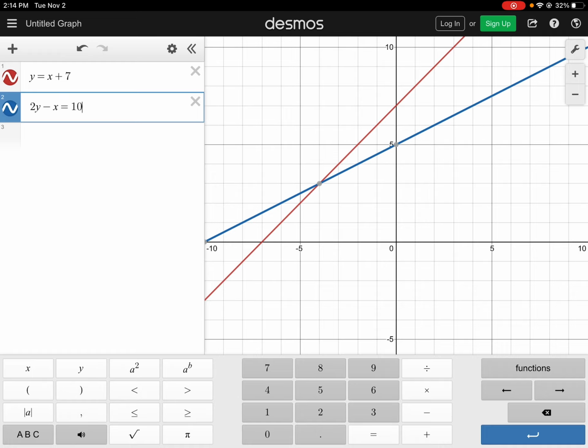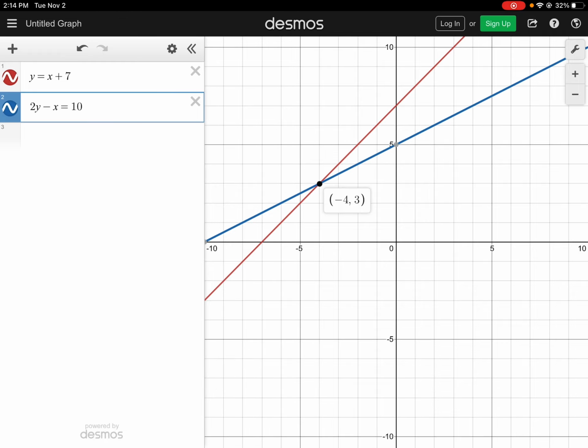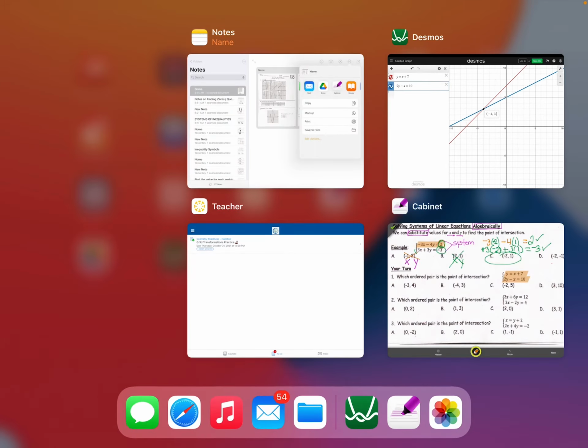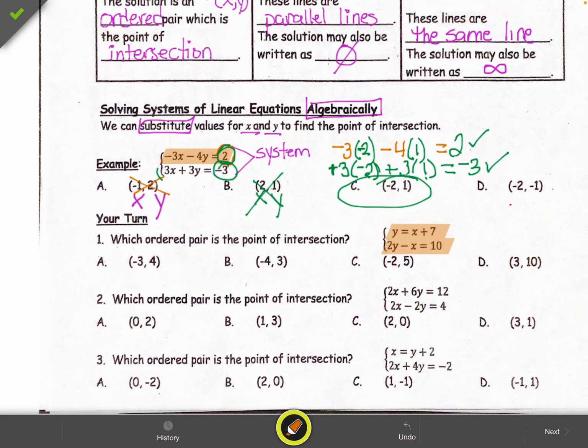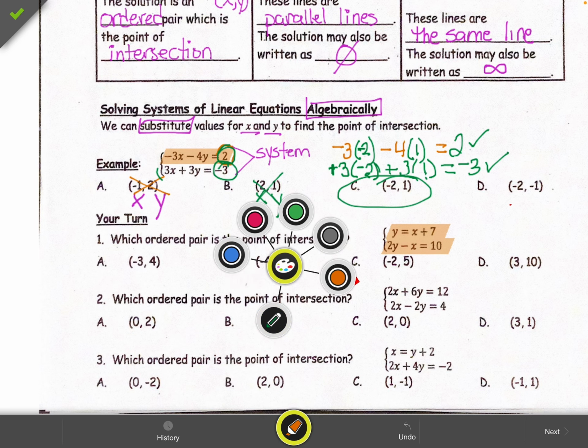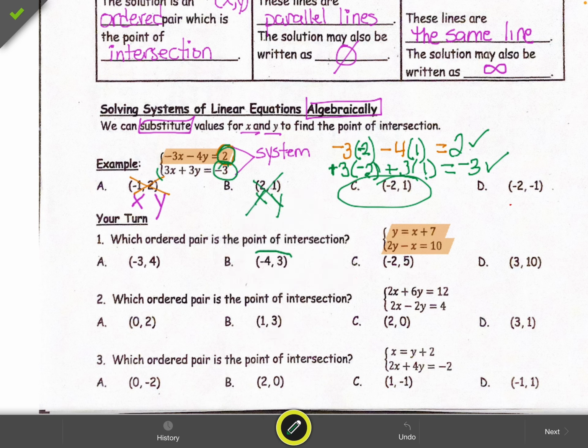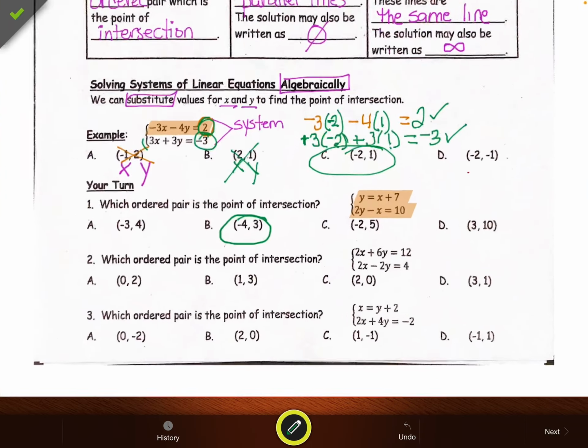You don't have to do any plugging in algebraically. You just have to find the intersection. So again, make sure you understand what that means. That point right there works when you plug it in to the first equation. It also works in the second equation, and that's why they call it the solution to your system. Okay, so yay, I didn't have to do all that plugging in. The answer is B.